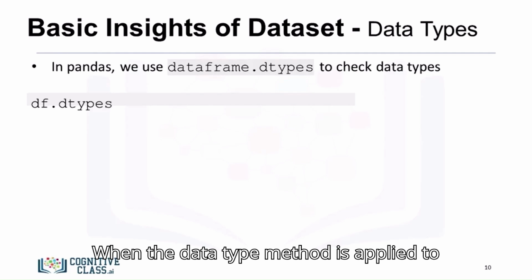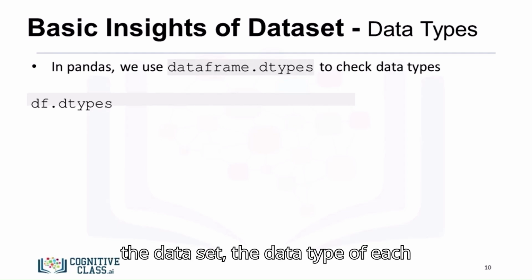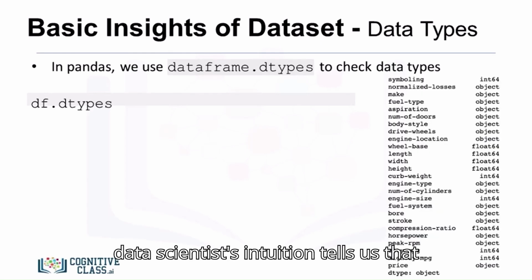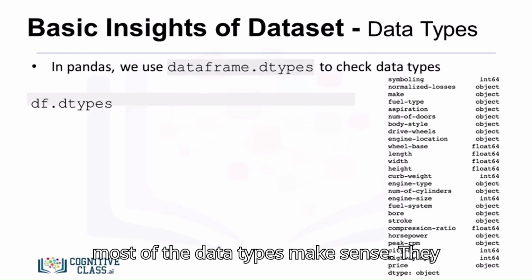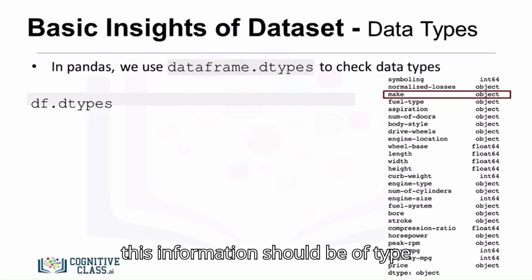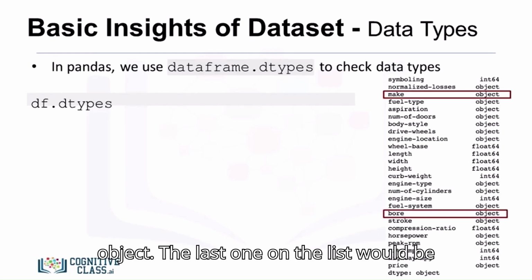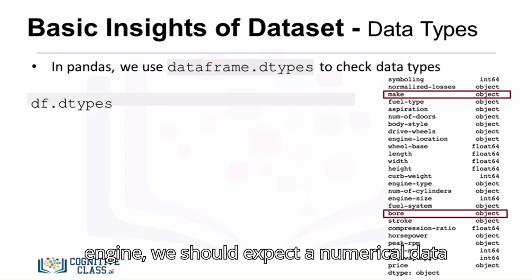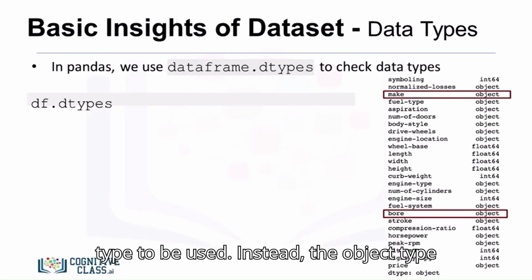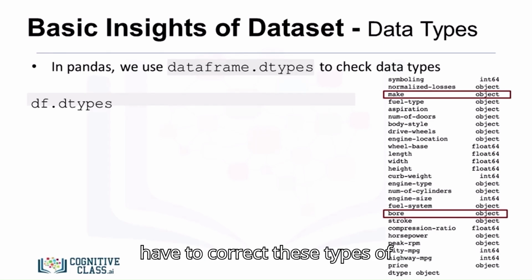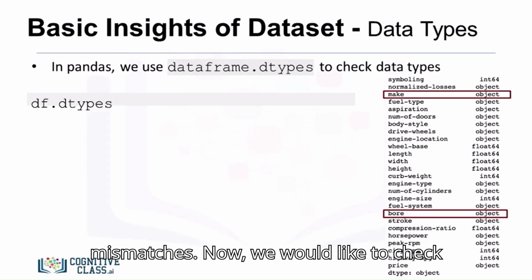When the dtypes method is applied to the dataset, the data type of each column is returned in a series. A good data scientist's intuition tells us that most of the data types make sense. The make of cars, for example, are names. So, this information should be of type object. The last one on the list would be an issue. As bore is a dimension of an engine, we should expect a numerical data type to be used. Instead, the object type is used. In later sections, Jerry will have to correct these types of mismatches.